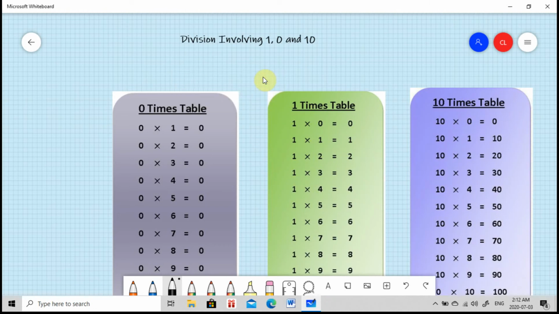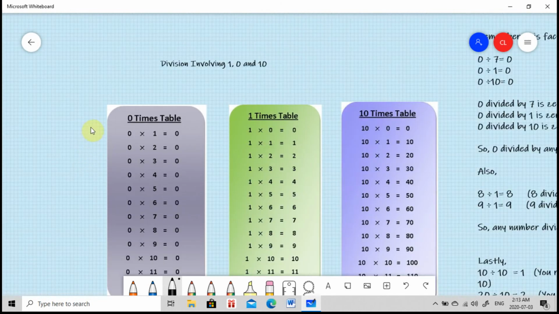Okay, so today we're going to do a revision on division involving 1, 0, and 10. We know that division is closely related to multiplication. In fact, division is the reverse process of multiplication. So it is important for us to know the times table for 0, 1, and also 10.